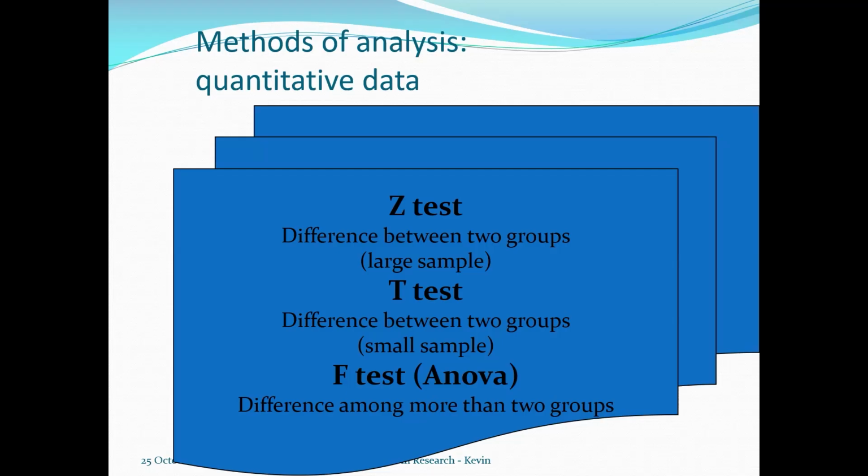T-test is used again for difference between two groups, but the groups are small. The sample size is less than 30. Both the samples are having less than 30 size. Then we use the T-test. Then F-test, ANOVA: difference among more than two groups, whether small or big, doesn't matter. Difference among more than two groups, 3 groups, 4 groups, then we use ANOVA. So very clear, difference between two groups, difference between more than two groups.